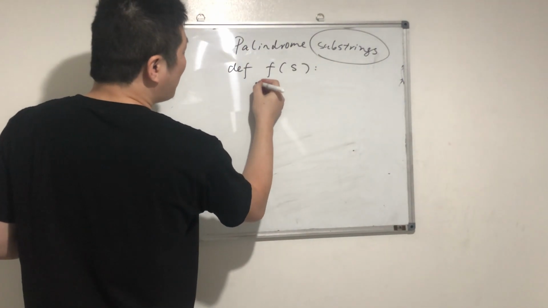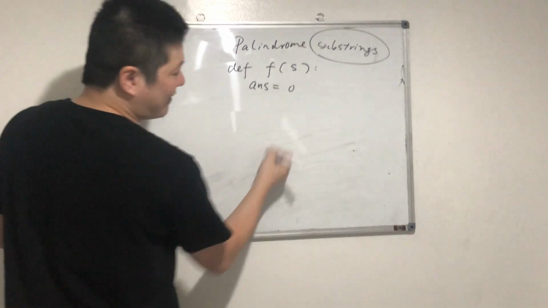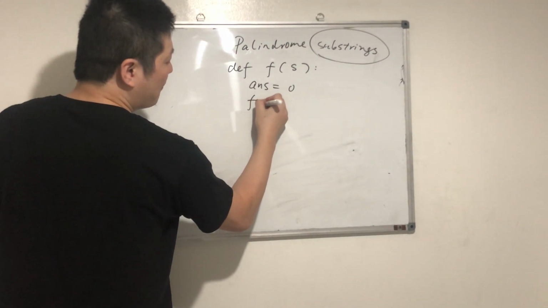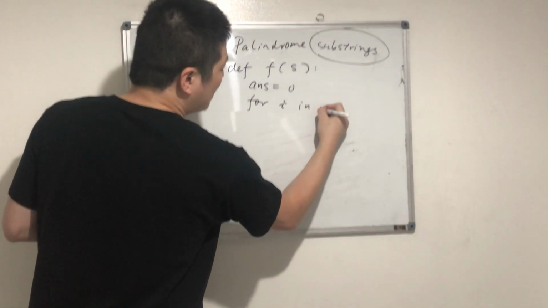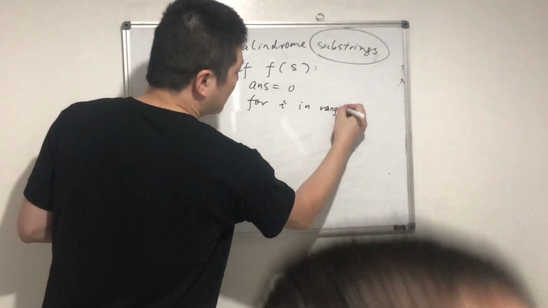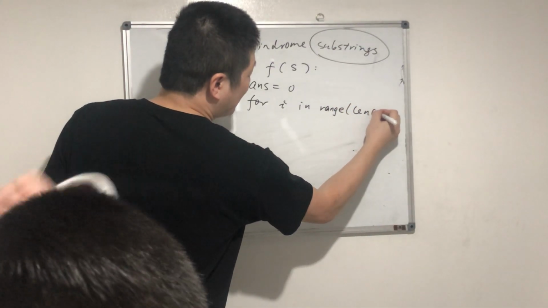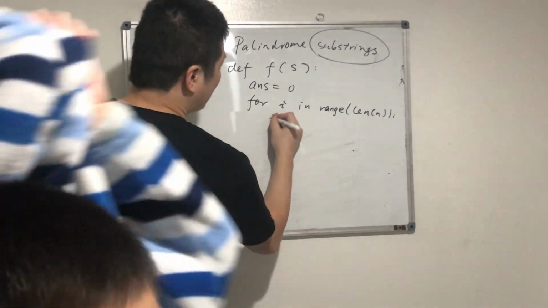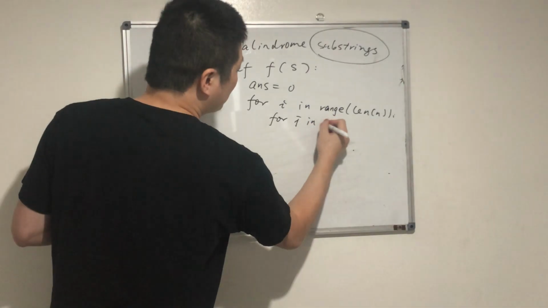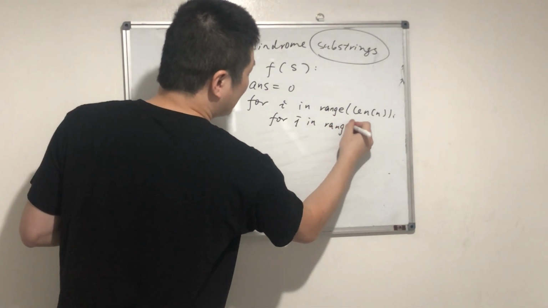Okay, so now let's set the answer equal to 0. For i in range length n, hold on, for j in range what?